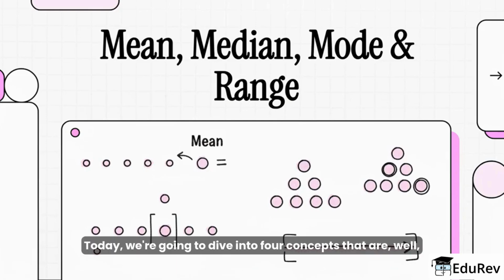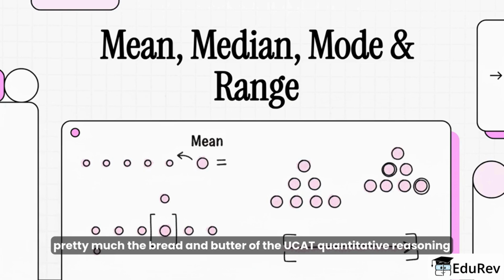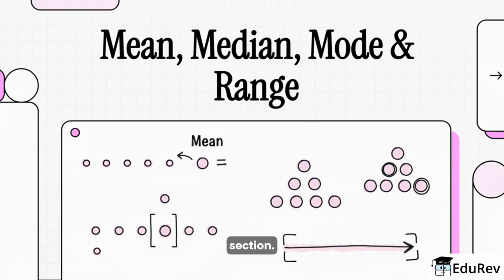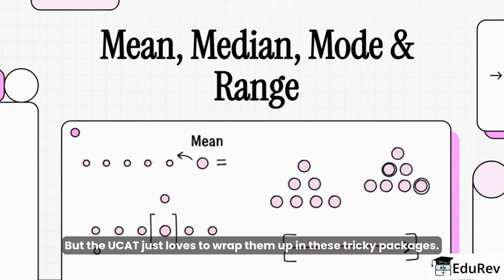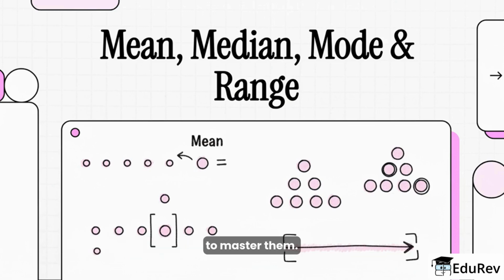Welcome to EduRev. Today, we're going to dive into four concepts that are pretty much the bread and butter of the UCAT quantitative reasoning section: mean, median, mode, and range. Now, they sound simple, don't they? But the UCAT just loves to wrap them up in these tricky packages. So let's unwrap them together and build a solid game plan to master them.